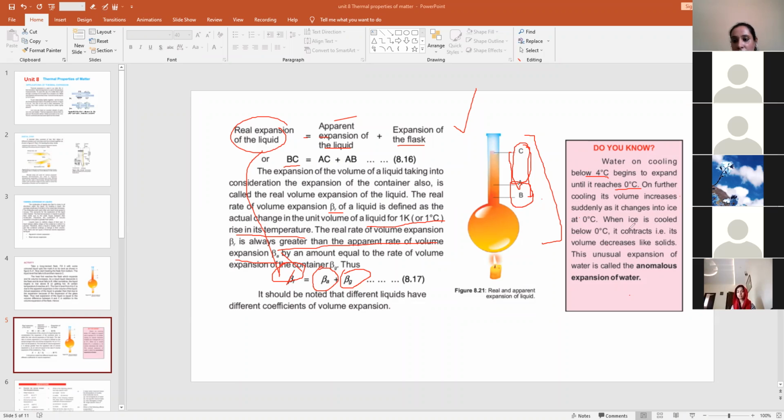So when the ice reaches 0 degrees centigrade, it starts contracting, so the volume decreases like a solid. So this is the unusual expansion of water that is called anomalous expansion of water, right?